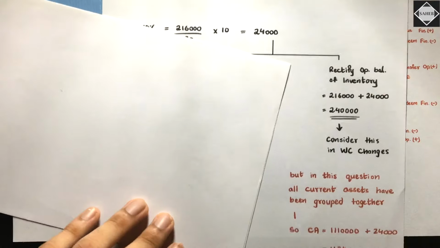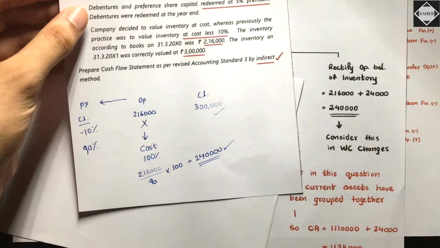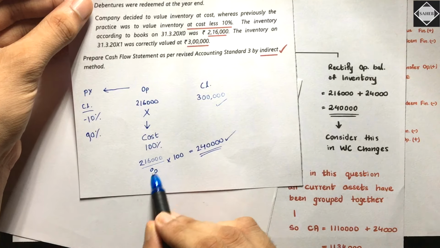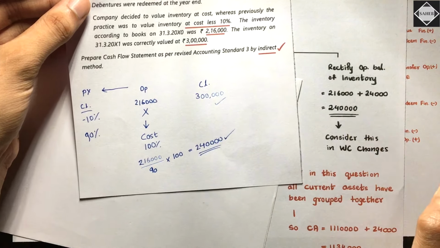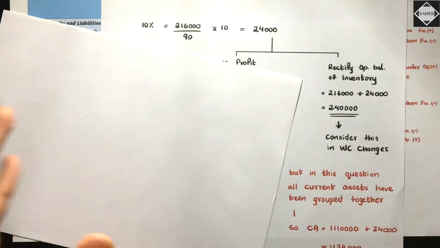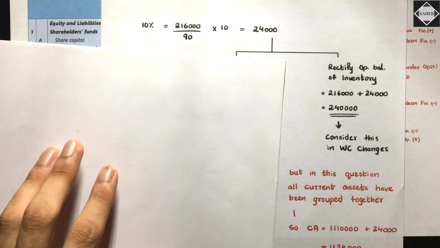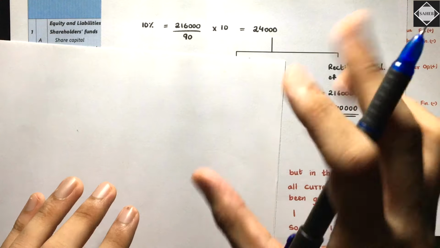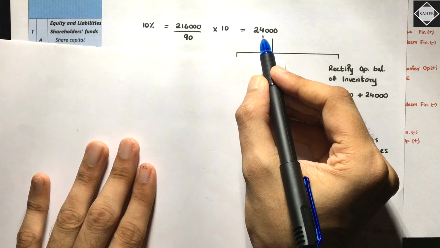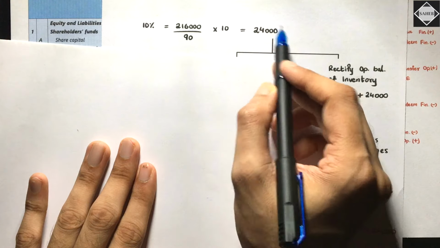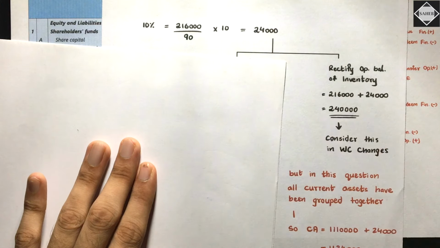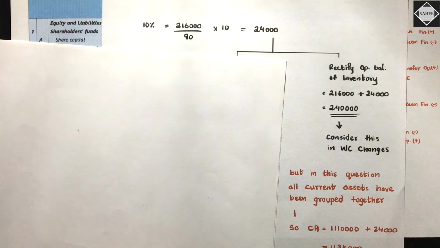Okay, you understood? Here also in rough I explained the same thing, but here directly I did 2,16,000 divided by 90 into 100. Directly I found out 2,40,000. But in this question current assets have been grouped together, so I'm finding out like this also. 10% decrease is there, so that decrease I found out, that is 24,000, and I increased it. Is it clear? Simple.